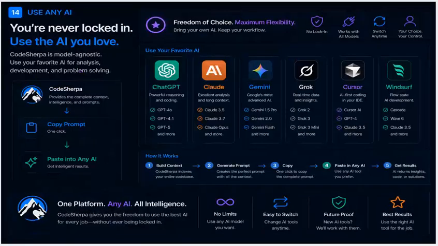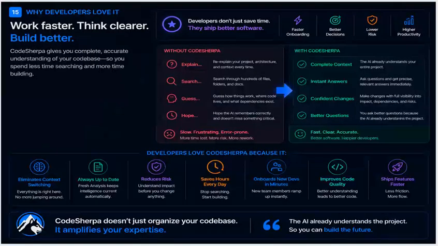Now, you're not locked into any particular AI. CodeSherpa works with any of the popular AIs out there, of course, ChatGPT, Claude, all of them. And so you're not locked into a particular AI. The net result of this is really very simple. You're going to work faster. You're going to have clearer communications with your AI. You're going to build better code faster than you can without CodeSherpa. And of course, it works with GitHub, GitLab, all that kind of stuff.